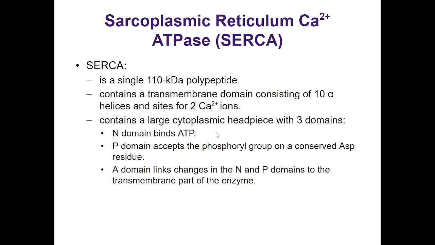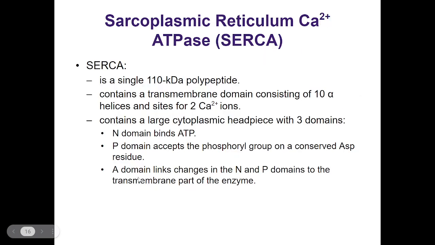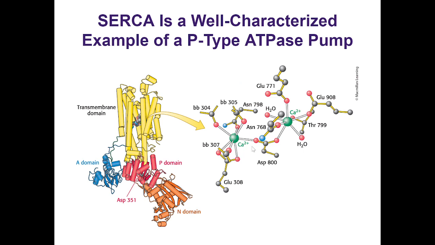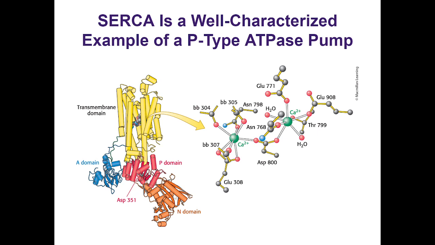Please, again, be careful. I know that the other ones act on ATP and ASP, and so it's easy to mess that up, okay? But the A domain is going to link changes in your N and P domains right here. This is your P domain, by the way. This has the ASP right there. Can you see that okay? That we were talking about. And so remember, that's going to be where you accept that phosphoryl group onto that ASP there. Okay. And then this is the N domain. And the N domain is going to be the one that will bind the ATP. Okay, it's right there.